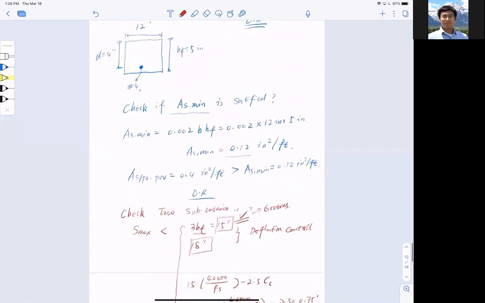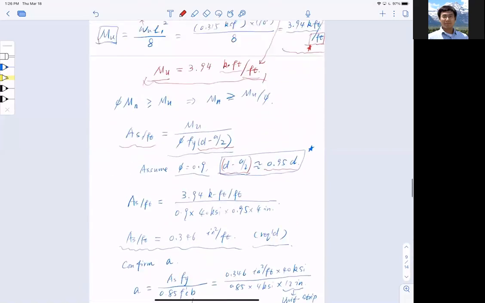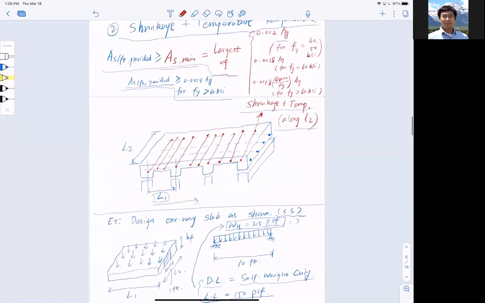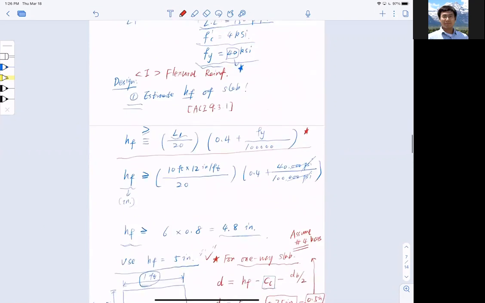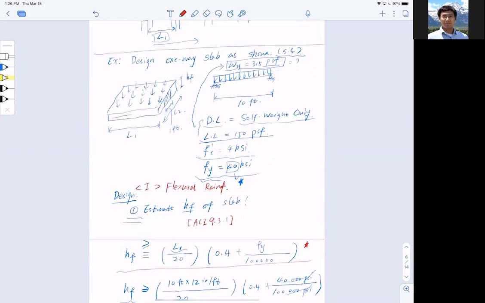If you go all the way back, this is only answering part 1, which is flexure design. Flexure reinforcement, not this one. Forget about that. Flexure reinforcement, this is only for flexure. So we basically just finished laying down the bars in this direction, and that is the main direction.